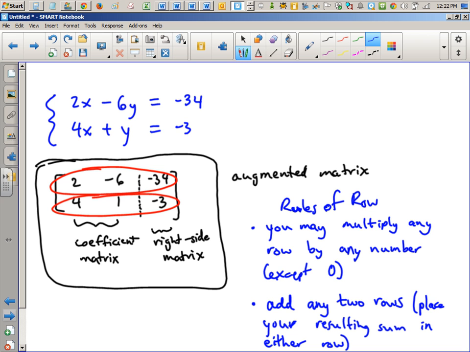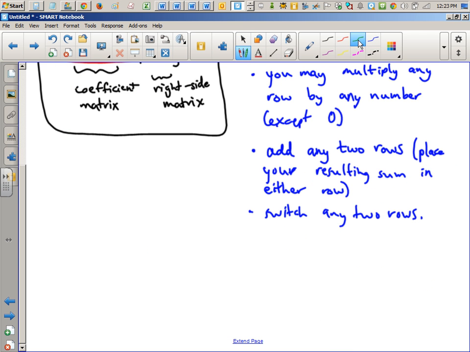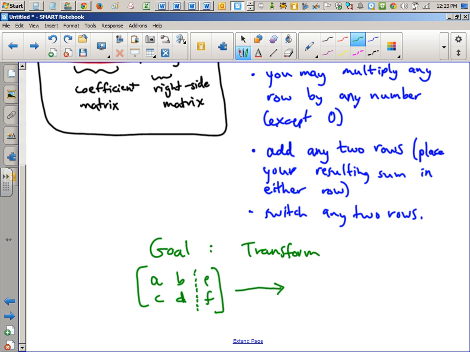Rules of row reduction. Oh, and let me tell you our goal here. We want to transform the augmented matrix A, B, C, D, E, F. We can use these 3 rules. We're trying to get it to look like this: 1, 0, 0, 1, x, y. By applying the 3 blue rules, our goal is to transform the augmented matrix to look like this.